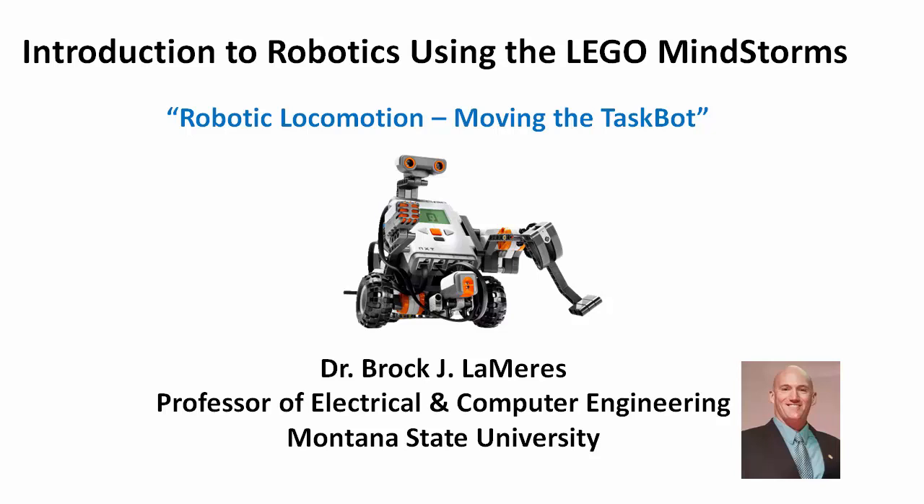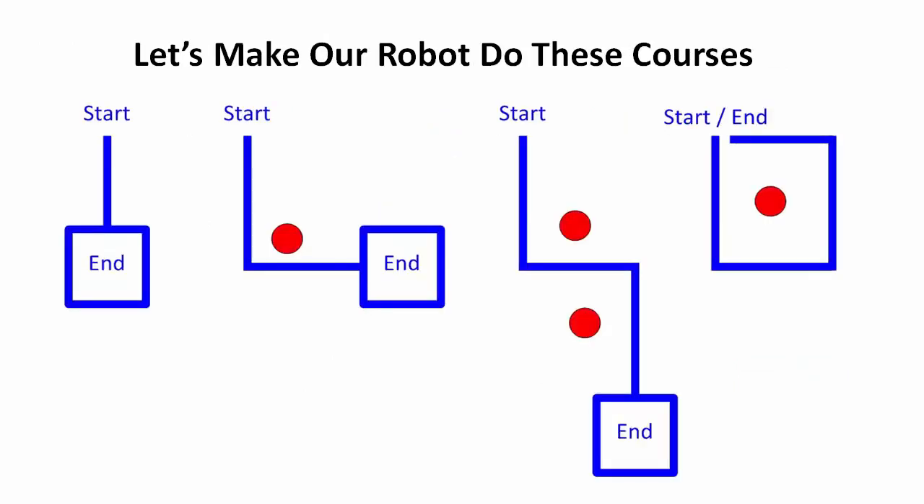Now let's look at robotic locomotion, but specifically let's look at programming our Taskbot to perform some movements. When you first start doing this, one of the best ways to think about it is to give yourself a task for the Taskbot to do. And let's just look at some of these simple courses that we might have our robot do.